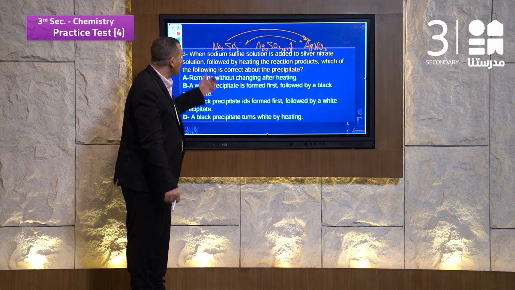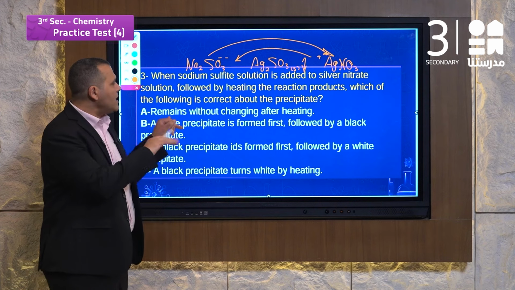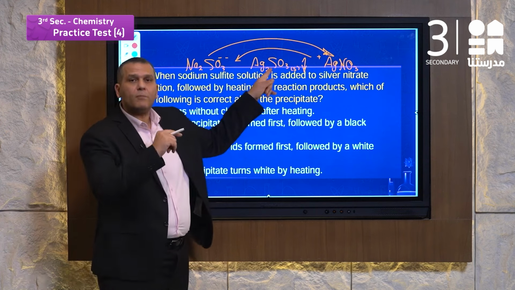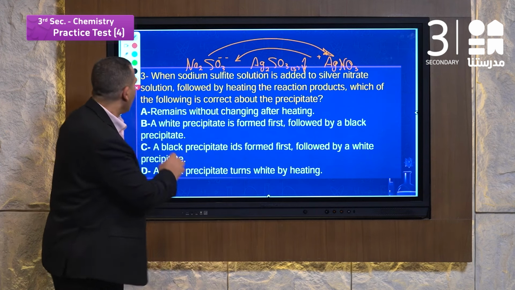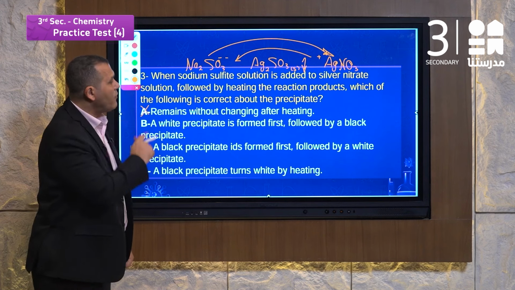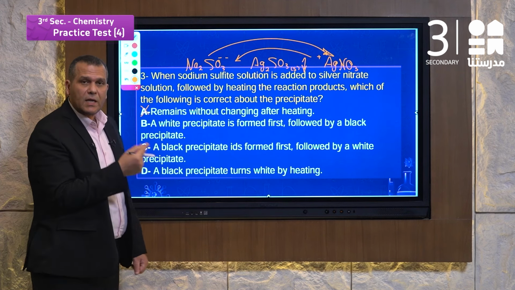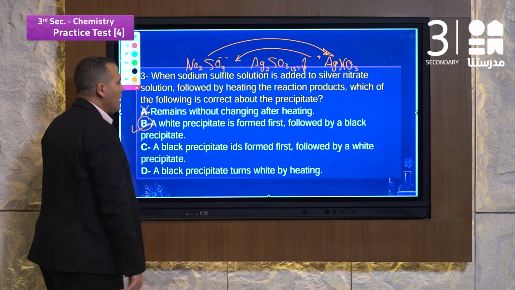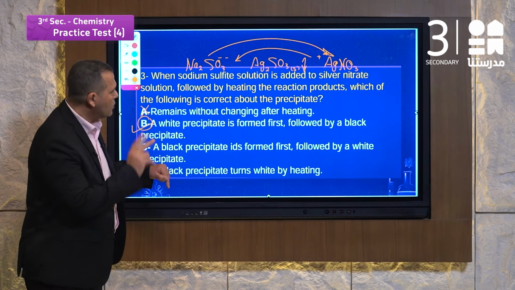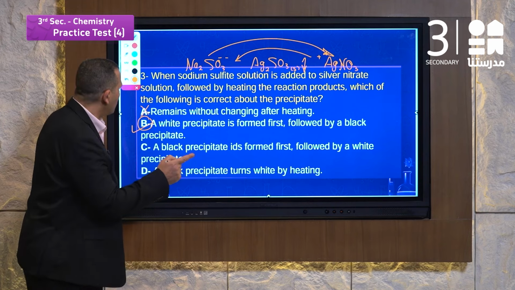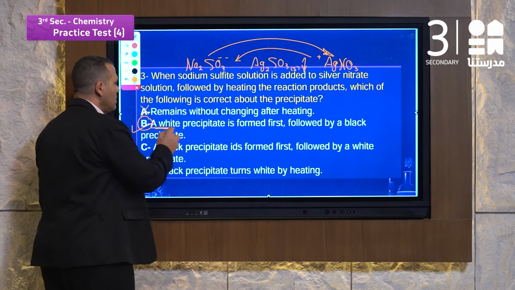تعال نشوف بقى في الاختيارات مين اللي بيقول الكلام ده. Remains without changing after heating. لا، ما احنا لسه متفقين اهو. White precipitate is formed that turns to black by heating. Wrong. White precipitate is formed at first, صح, followed by a black precipitate after heating. Correct answer. Black precipitate is formed at first. No, white. Then the correct answer B.